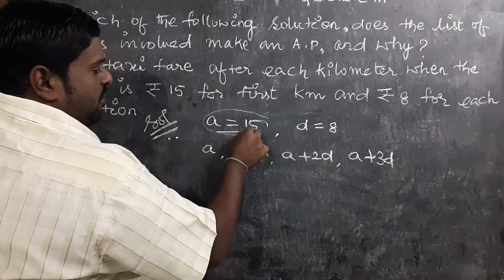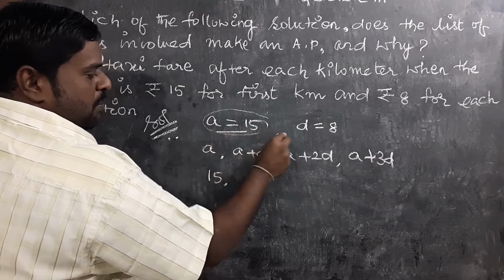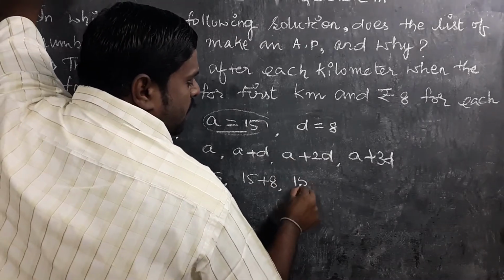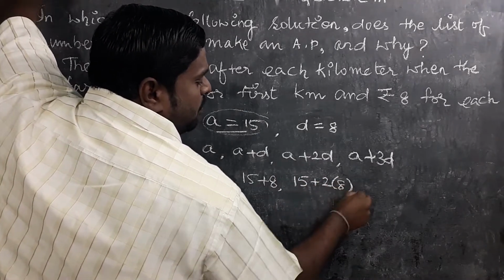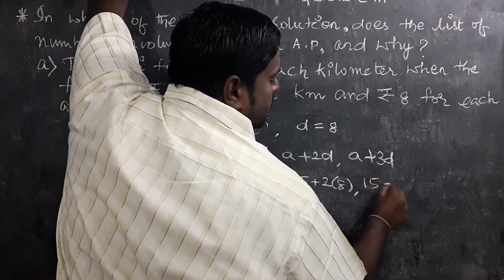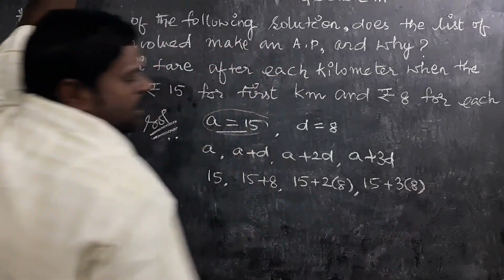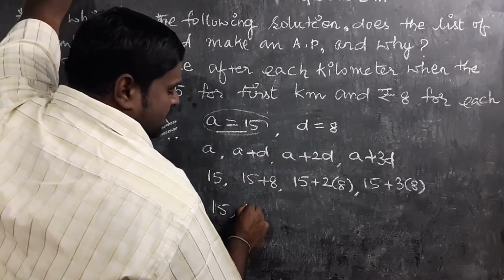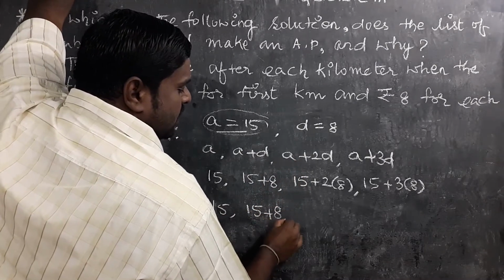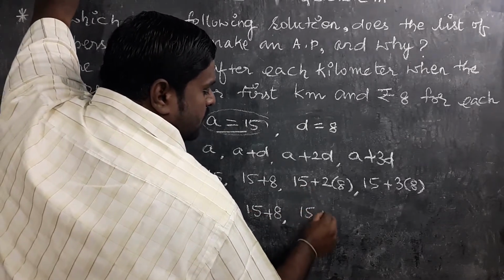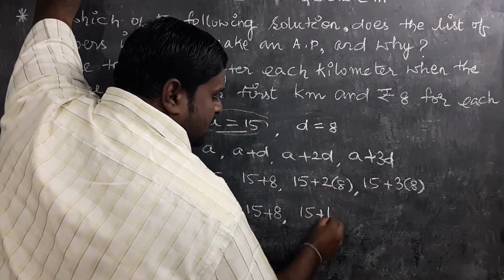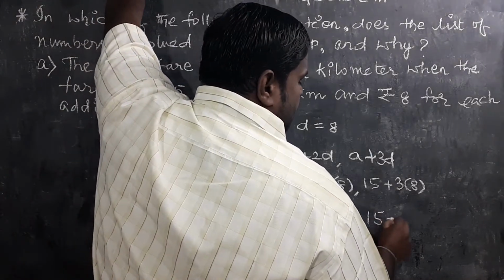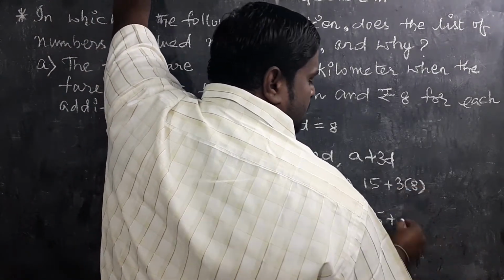Now you write it here. It's very clear. a is 15 comma, and you should write it in the typical form: 15 plus 8 comma, 15 plus 2 into 8 comma, 15 plus 3 into 8. We'll add these up now. So 15 comma 15 plus 8 comma 15 plus 2 into 8, 2 into 8 is 16, comma 15 plus 3 into 8.